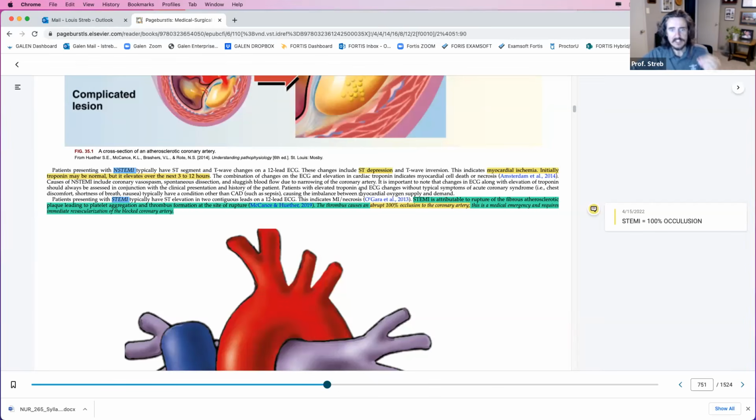A STEMI just means that a thrombus caused an abrupt 100% occlusion to the coronary artery. If you have a 100% blockage in your coronary artery, you will 100% have a myocardial infarction of that part of the heart that does not have blood flow. 100%, I guarantee it. You know why? Because you have to have oxygen. I know this. That is a true medical emergency. You have to go and have surgery. You have to go in and they have to give you a thrombolytic agent to bust it up, or they have to go in there and put a stent or remove it or something.